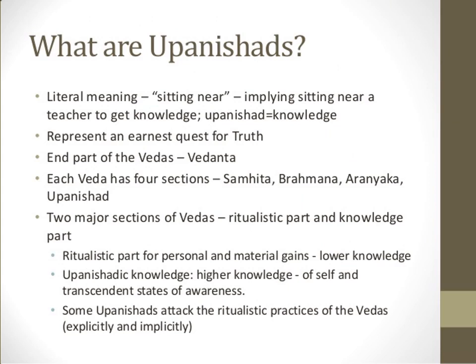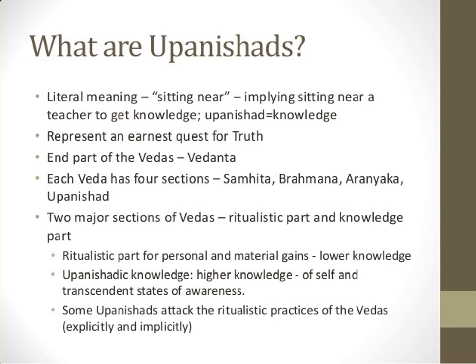The word Upanishad means sitting near, implying sitting near a teacher to get knowledge. Upanishad also means knowledge. So it represents an earnest quest for truth, to understand truth, to seek truth, and they represent the end part of the Vedas, so they are known as the Vedanta. Each Veda has 4 sections, as we've said before: Samhita, Brahmana, Aranyaka, and Upanishad. Within the Vedas, there are 2 major sections, one on the ritualistic part and another on knowledge.